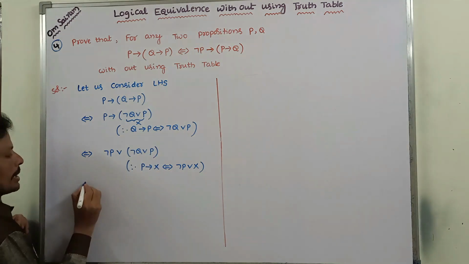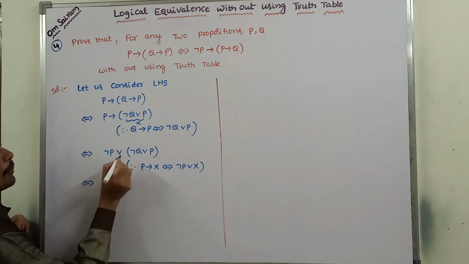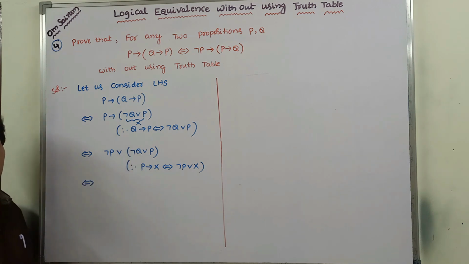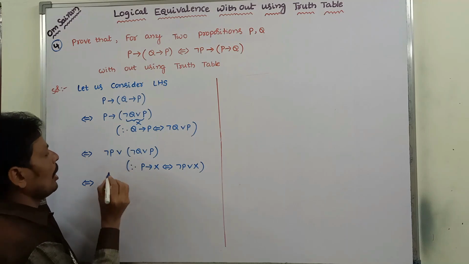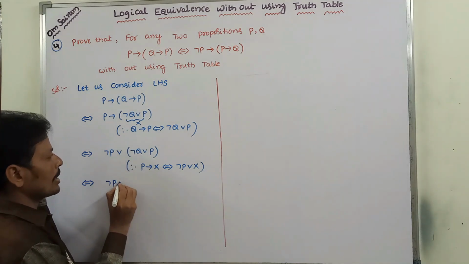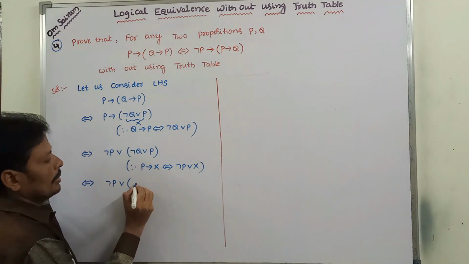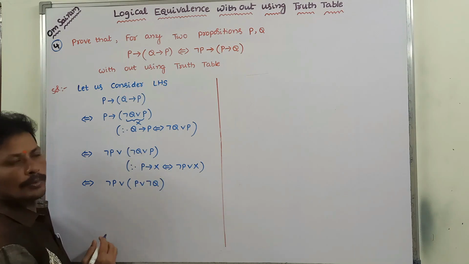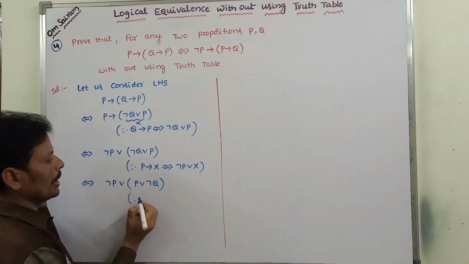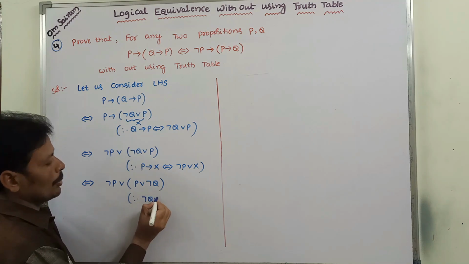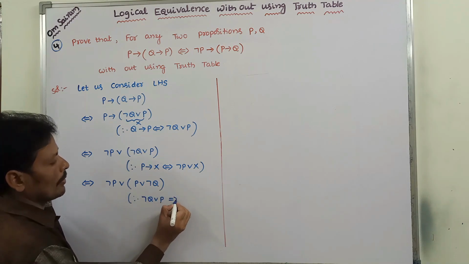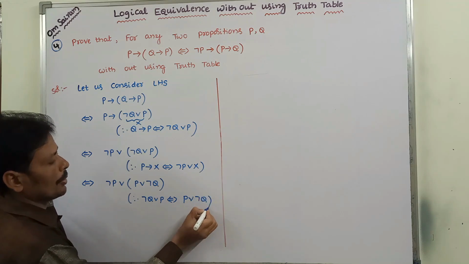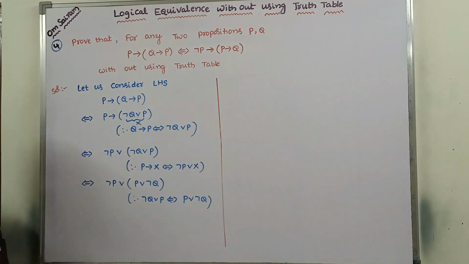Okay. Next, here I have to apply the commutative law. Okay. Commutative law is negation P or negation Q. So here what is the commutative law? Negation Q or P is logically equivalent to P or negation Q. This is the commutative law.